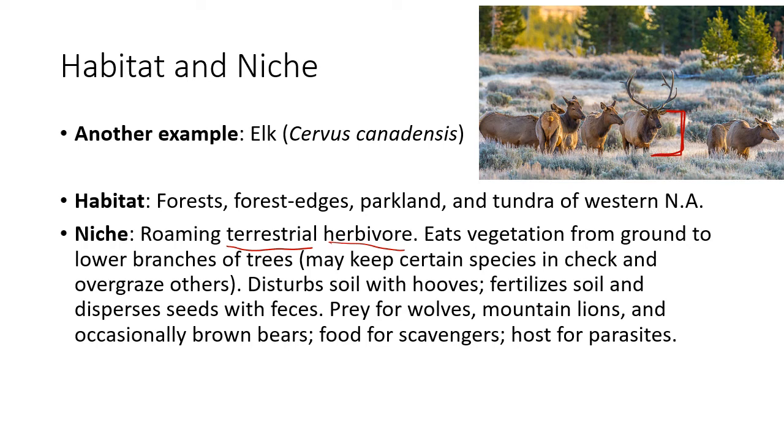Some species they may overgraze, some grasses, some trees they may overgraze. Others they keep in check from taking over an ecosystem. They will disturb the soil with their hooves. So as they walk and as they run through this area, they disturb the soil and they create little pockets of ground that seeds can germinate in. They'll fertilize the soil with their feces. They'll also spread some seed with their feces, but not as much as other herbivores would.